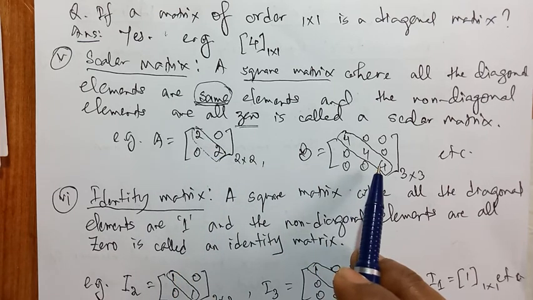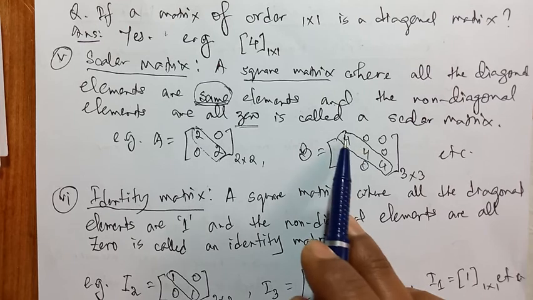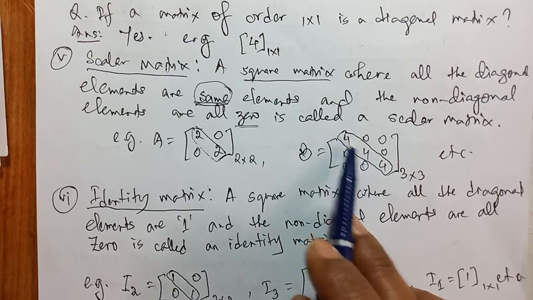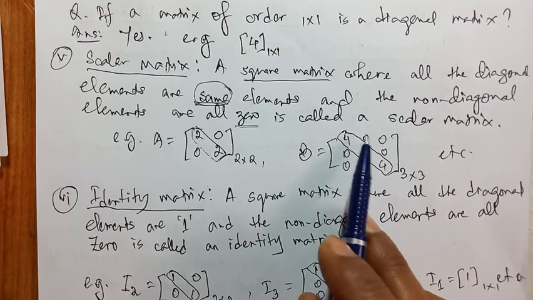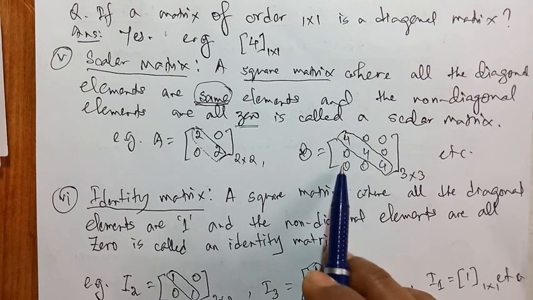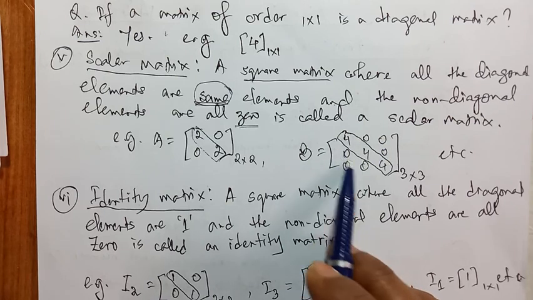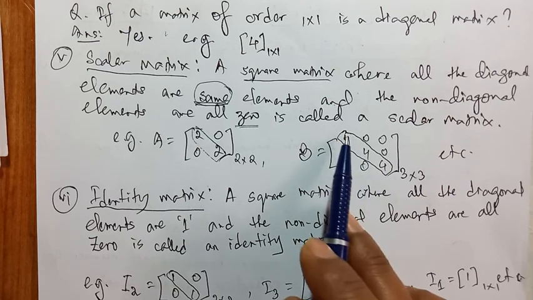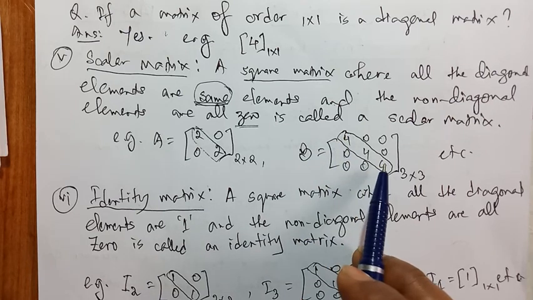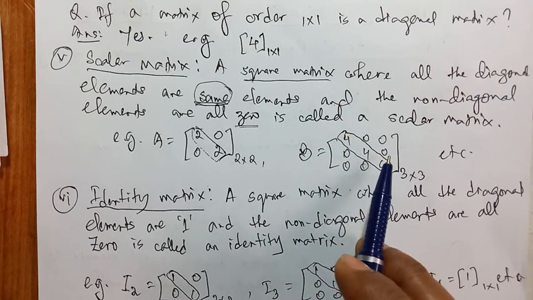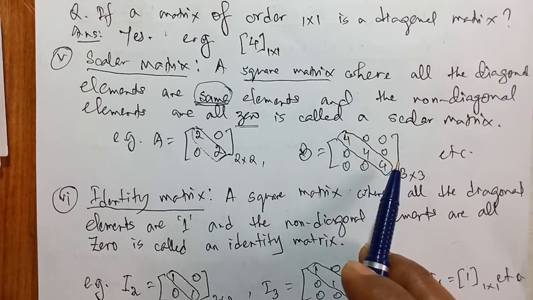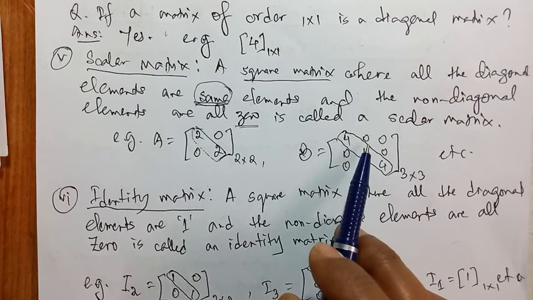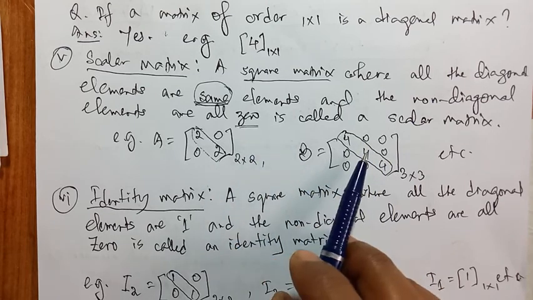Here also you see a square matrix, and you see the diagonal elements are all non-zero numbers, and apart from that the non-diagonal elements are all, here you see, 0. This is a diagonal matrix, and apart from that the non-zero diagonal elements are all the same. So this is also a scalar matrix. So these two are the examples of your scalar matrices.